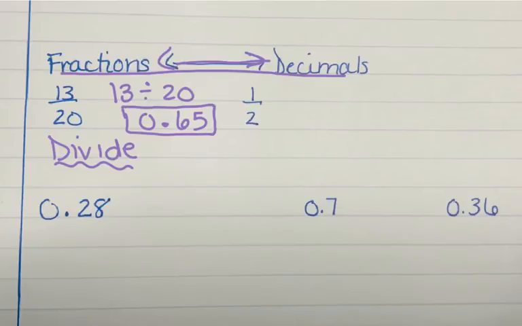Okay, I'm going to do the same thing with 1/2. I'm going to divide 1 divided by 2, and that's going to give us 0 and 5/10. Okay, and again, you can type that in your calculator.